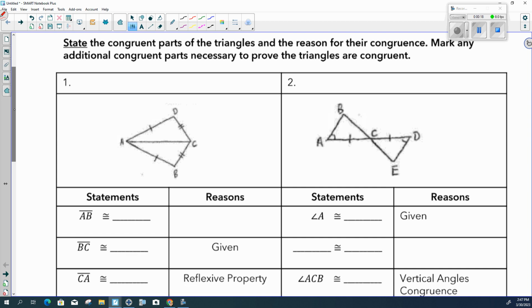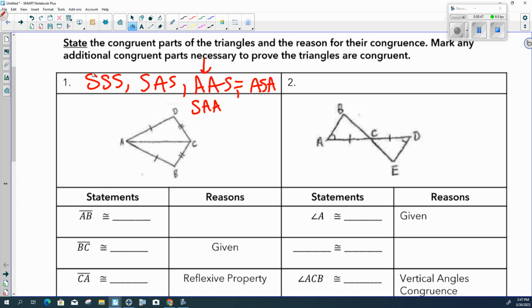And the options that we have are side, side, side. Side, angle, side. Angle, angle, side. You can write that the other way around, we usually write it this way. And angle, side, angle. So the ones that we did on Wednesday.